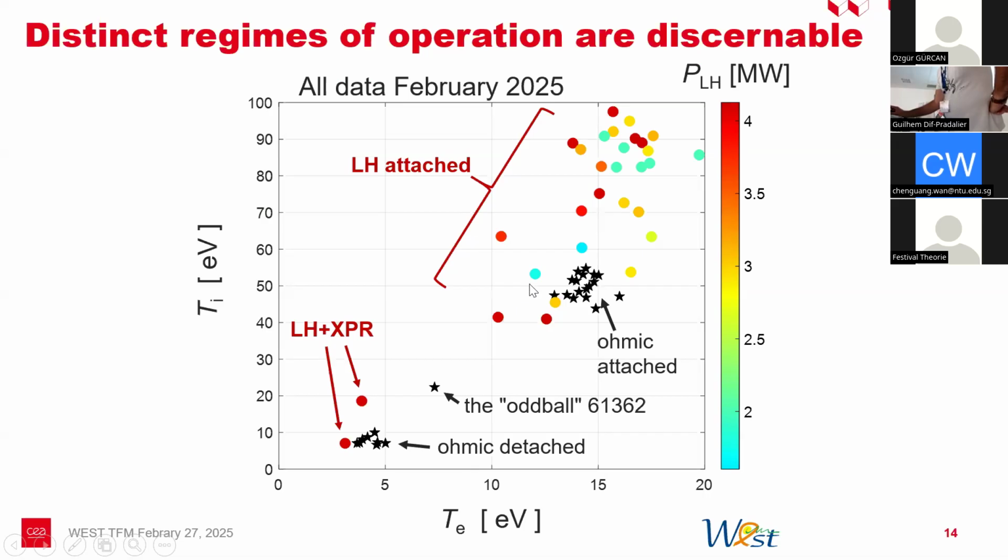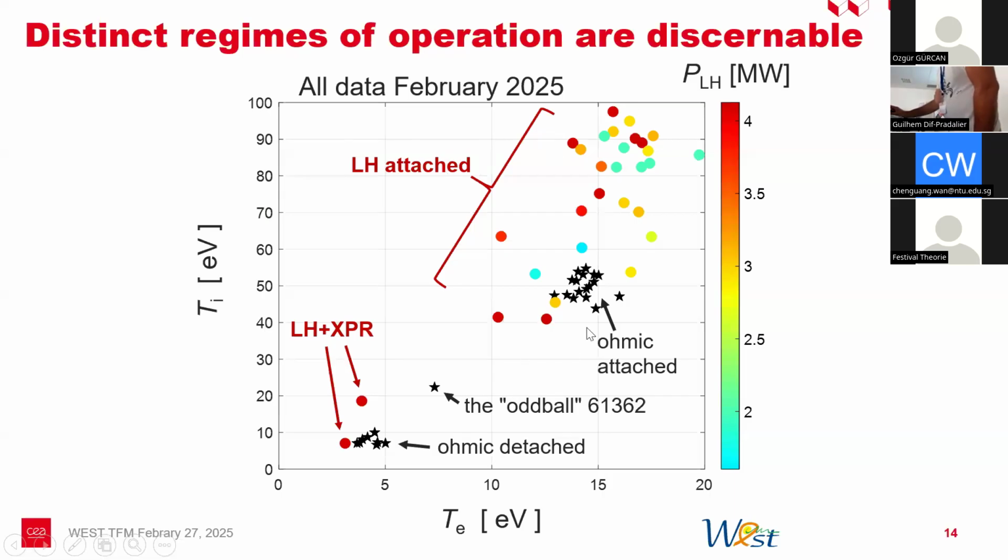So we can see two families here. The one at low temperatures, where both ion and electron temperature are low, is either the ohmic detached or the shots with the X-point radiator and lower hybrid heating. So we see there's two red points that I had in the database at that time. I have more points that I could show, but the result is basically the same. And then we have the same also with the LH attached.